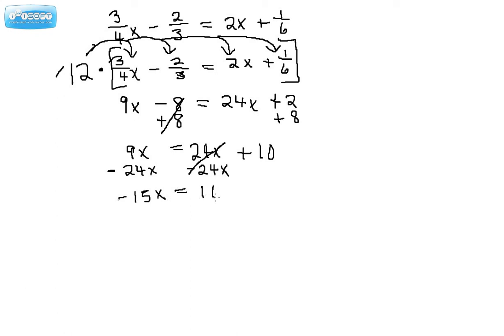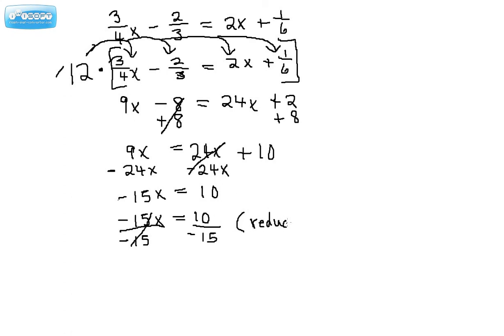equals 10. Now the only thing that's keeping x from being by itself is the negative 15 that's multiplied by it. So to get that to cancel, we want to do the opposite operation. We're going to divide both sides by negative 15. And here, our negative 15 divided by negative 15 gives us a 1x.